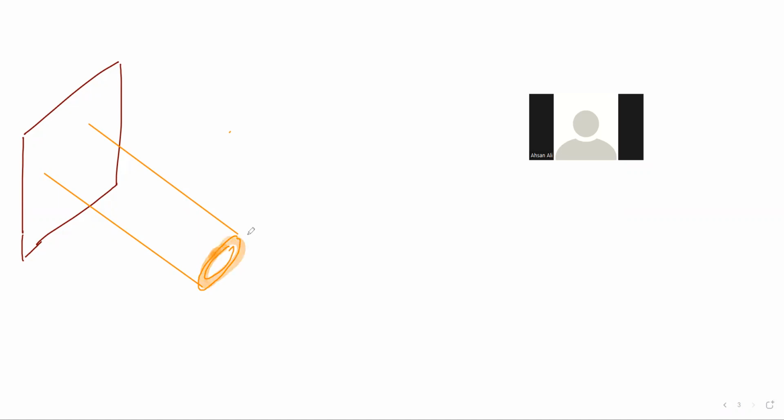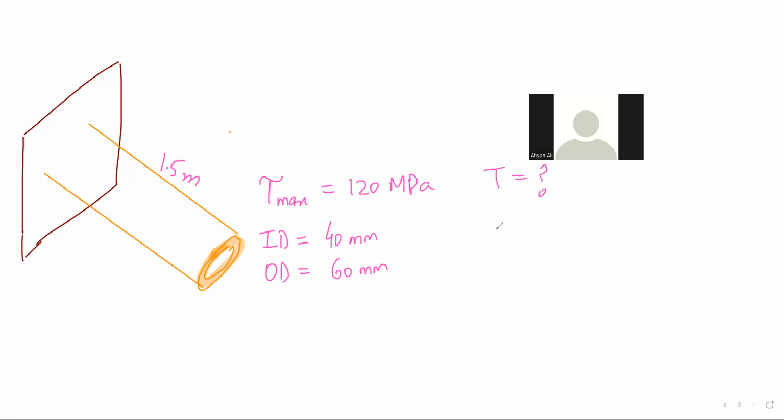This is a hollow shaft. I did a horrible job, by the way. The question says that the shaft is 1.5 meter long, with an inner diameter of 40 millimeter and an outer diameter of 60 millimeter. For a maximum shear stress of 120 megapascal, what is the torque that this object can be subjected to if I do not want to exceed the maximum shear stress of 120 megapascals?